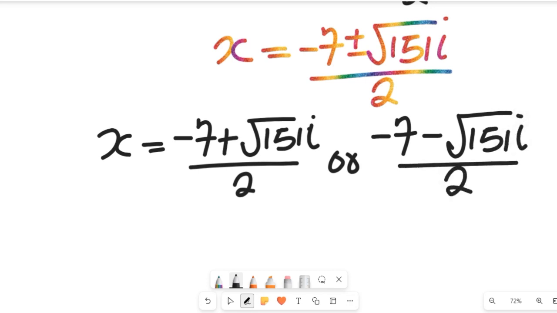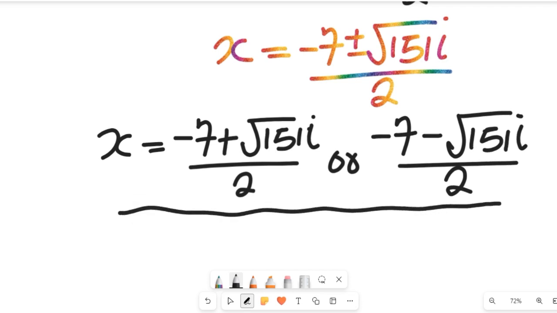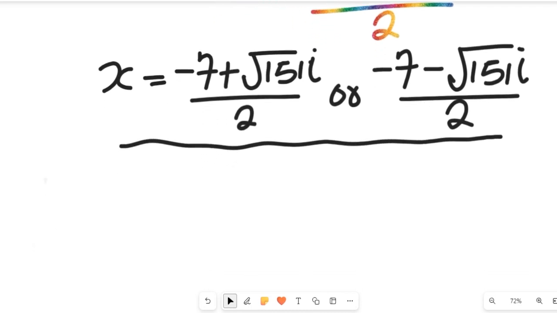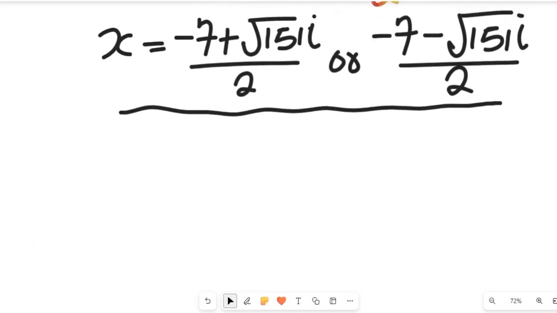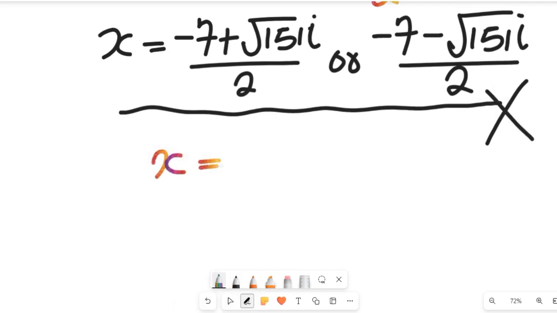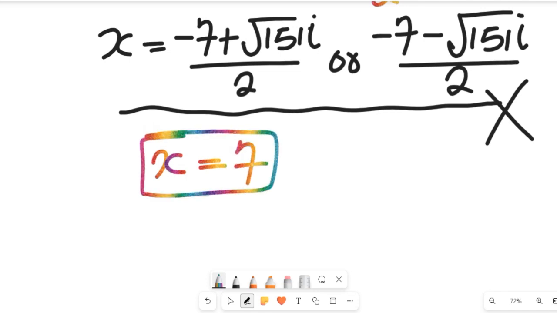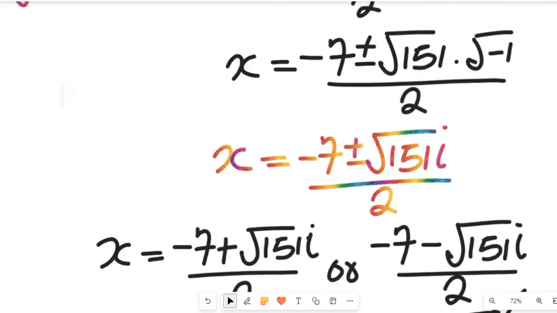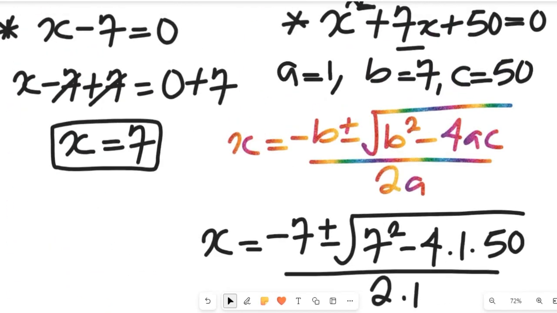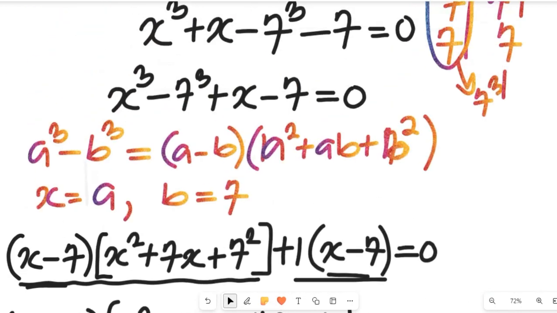Now you come to see that these two solutions are imaginary solutions. They are imaginary roots, and as a result of the fact that they are not real solutions, we are simply going to neglect them. The only real solution we have, as found earlier on, is x equal to 7, and that is the only real solution we have for that exponential expression that is given to us up there.